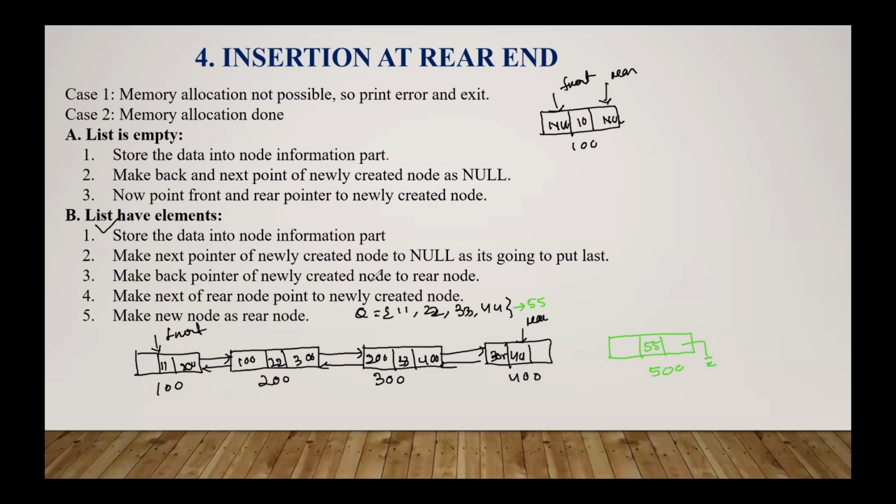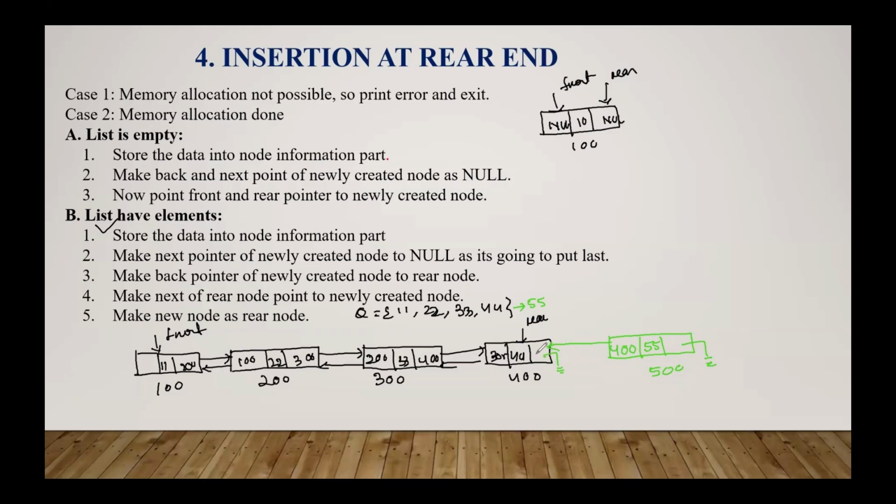Make the back pointer of the newly created node point to the rear, because we are inserting at the rear end. So this node's back should be the rear node's value. Previously the rear's next stored the null value. Now we have to connect this node to the rear end. If I store 400, this connection is established. But right now the rear's next points to null. If I make the rear's next point to this newly created node, then we get both direction connections. That's why I make the next pointer of the newly created node null.